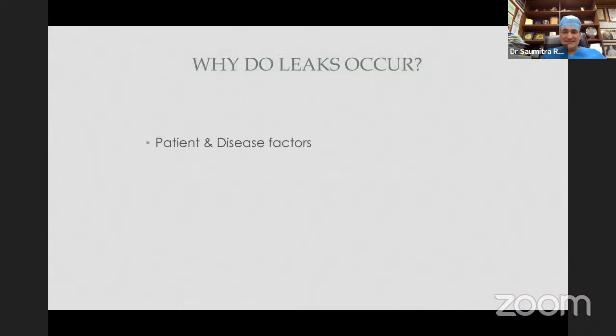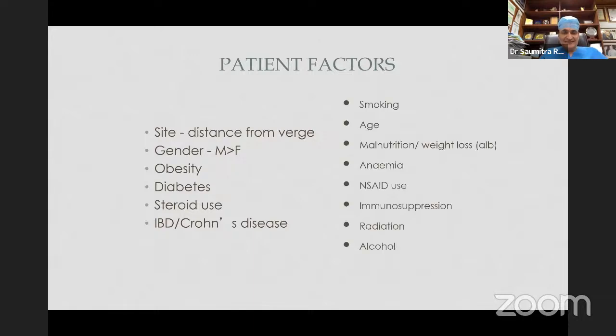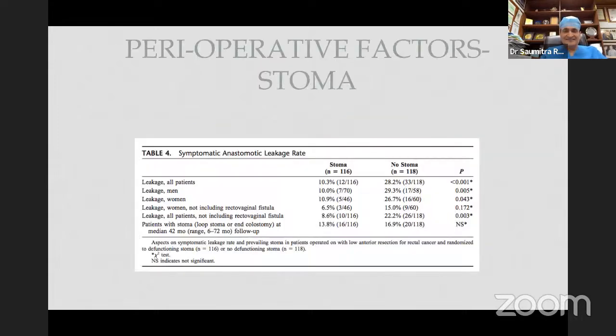So why do leaks occur? There are patient factors, surgeon or perioperative factors, and postoperative factors. I won't go into too much detail. I think Vaibhav has mentioned all these factors. Distance from the anal verge, male sex is riskier. If the patient is obese, diabetic, or on steroids, immunosuppression, NSAIDs, or had previous radiotherapy, or is alcoholic, malnourished, or a chronic smoker, they all have a higher risk.